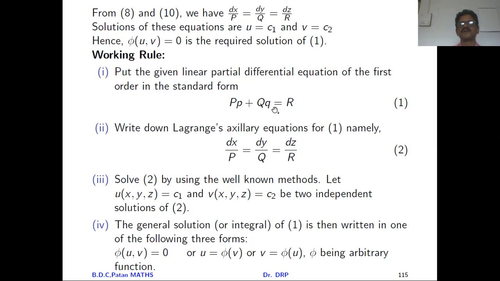And for this equation, you write the solution as phi of u comma v equal to 0, where u is a function of x, y, z, and v is a function of x, y, z. Or you write that solution as u equal to phi of v or v equal to phi of u, where phi is what we call an arbitrary function. So friends, here you will understand how to solve a Lagrange's equation, and what its general solution is. Now we'll proceed towards the examples which are based on it.